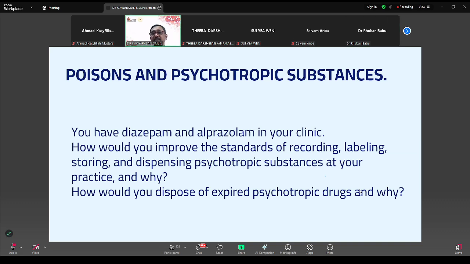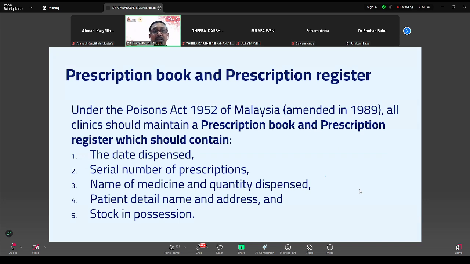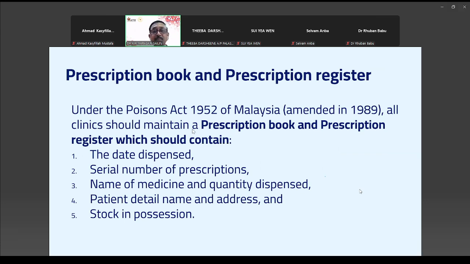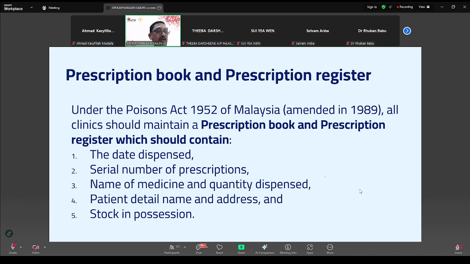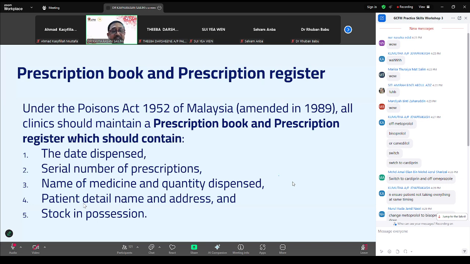Right. But anyway, even if you don't keep them, under the Poisons Act 1952 of Malaysia, amended in 1989, all clinics should maintain a prescription book and prescription register which should contain the date dispensed. Of course, the KKM pharmacists will do it, while the GPs, please maintain a prescription book and register. It should have the date, serial number, name of the medicine, patient's name and address, and stock in possession.